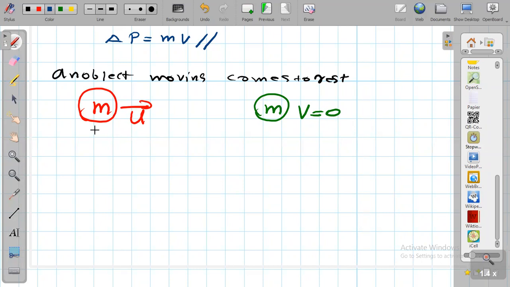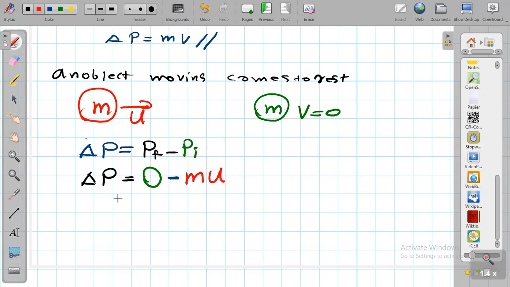Now there is something you will see. An important thing here is you have to notice this. These are the areas you normally slip. Final minus initial. What is my final momentum? It is 0. When the velocity is 0, momentum entirely becomes 0. And what is my initial momentum? mu. And you will get a result of minus mu.